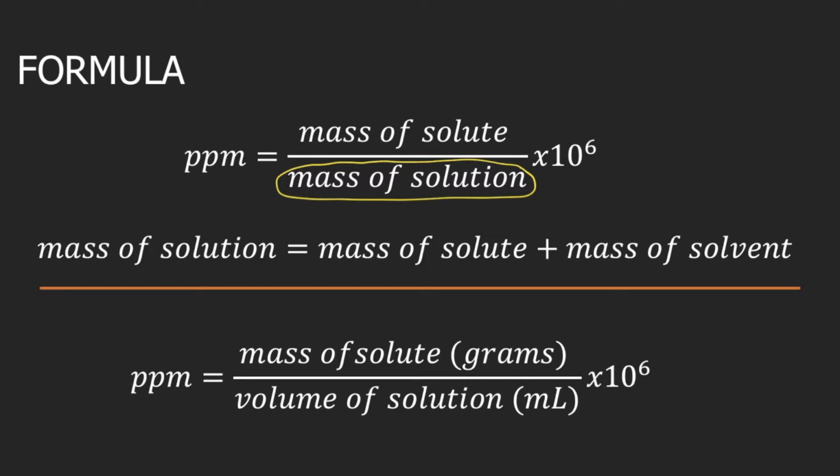I want you also to take note, I have also mentioned this in my video about mass percent. Mass of solution is equal to mass of solute plus mass of solvent. On the other hand, if you are given volume of solution, then you will use the second formula. ppm is equal to mass of solute divided by volume of solution times 10 raised to 6.